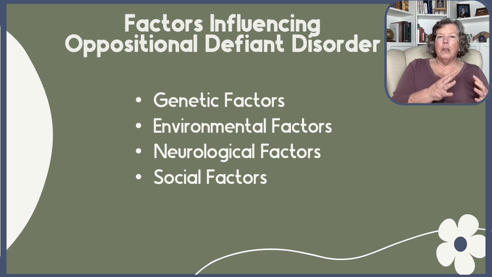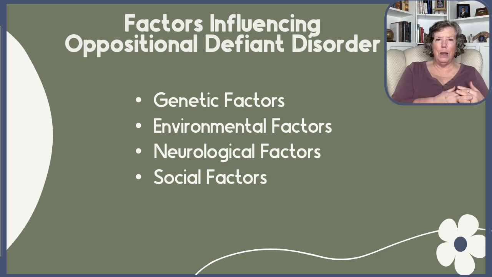So there are many factors that influence whether or not a student is diagnosed with ODD. And again, it's not your call. And some of the information that would require a diagnosis is going to be beyond anything that you're able to obtain anyways. So number one is genetic factors. Oppositional defiance disorder can be more common in families with a history of mental health issues, suggesting a possible genetic component. And the word possible is there for a reason.